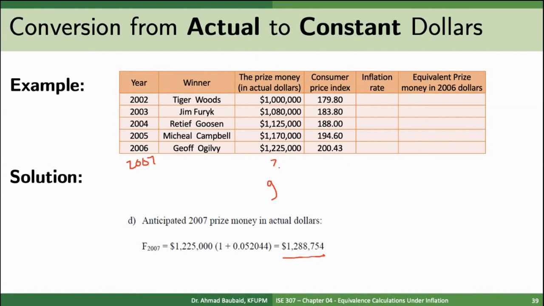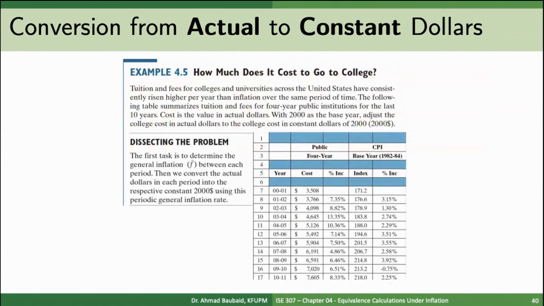Okay, so hopefully now you understand how to go from constant dollars to actual dollars and all of this business. There's another example here, which unfortunately is not presented in the best way because it's pictures from the book. However, what is done here is the same. So I'll just skip over it very quickly, for the sake of time.